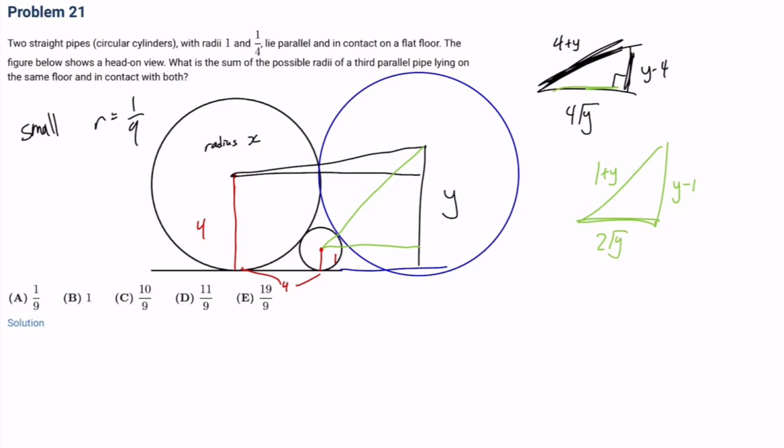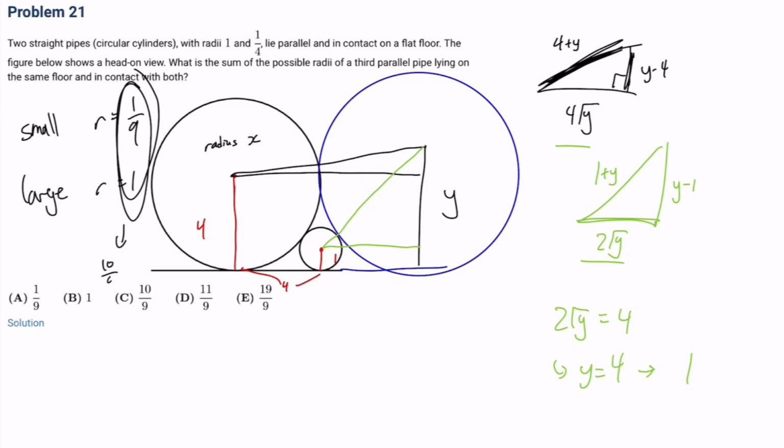But then here we're going to subtract this from this. So 4 root y minus 2 root y, that's 2 root y, is equal to 4. This gives us that y is going to be equal to 4. But since this was also using values that were multiplied by 4, we need to divide that by 4, right? So large radius is 1. And 1 plus 1 over 9, this gives us 10 over 9, which is here. It's C.